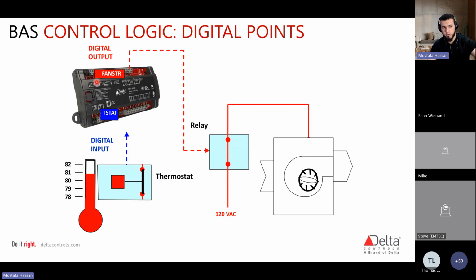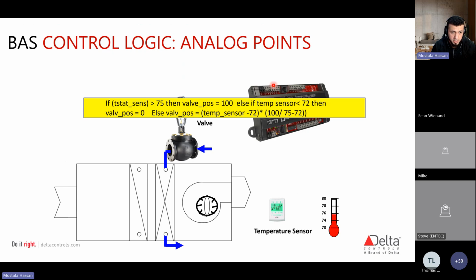That was an example of a digital point, right? So turn on the fan. That was the output here. In this case, we're going to look at an analog point, right? So again, the temperature is increased. You have an analog input. The temperature is sensed to be high.